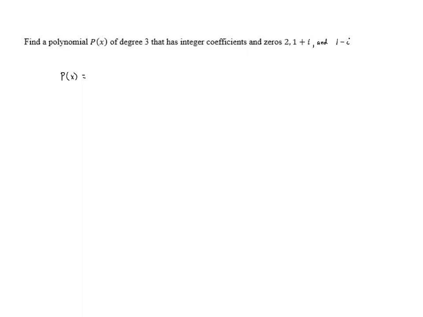So if 2 is a zero of the polynomial, that means x minus 2 is a factor. If 1 plus i is a zero, that means x minus (1 plus i) is a factor. And if 1 minus i is a zero, that means x minus (1 minus i) will be a factor. To simplify these, we need to distribute the subtractions in each of them. So this gives us (x minus 2) times (x minus 1 minus i) times (x minus 1 plus i), because when we're subtracting a negative, that turns into a positive.